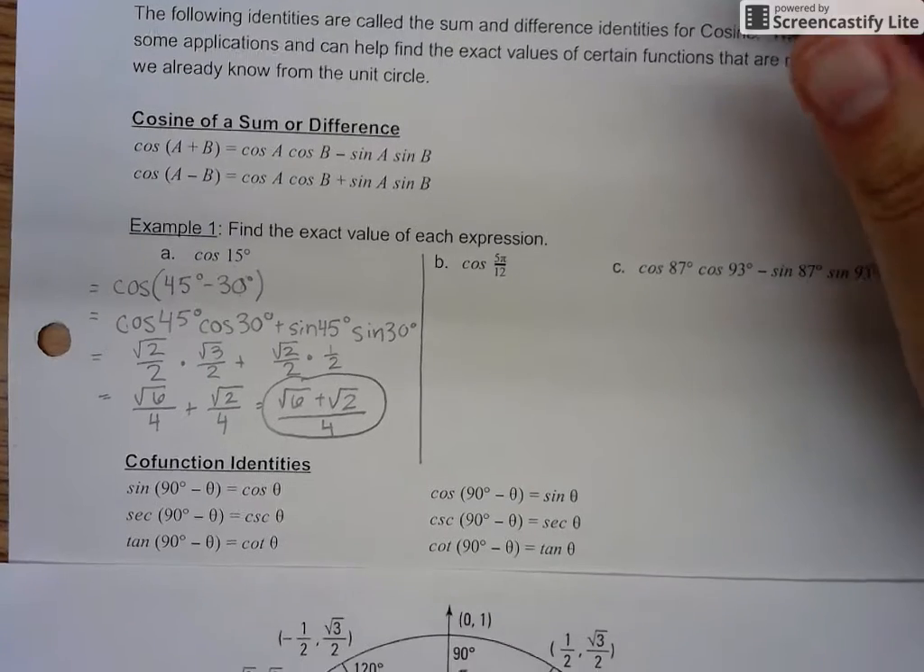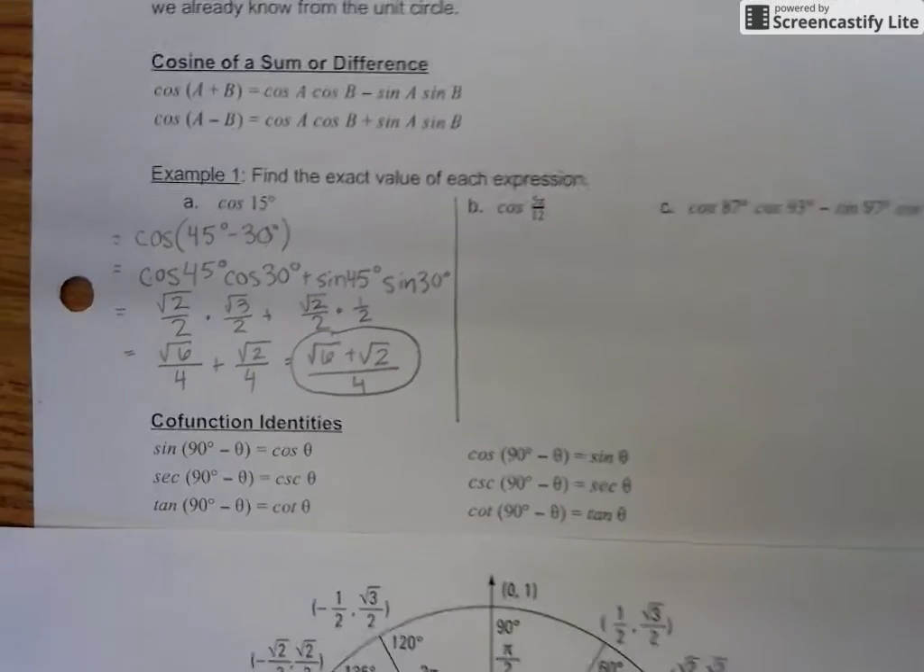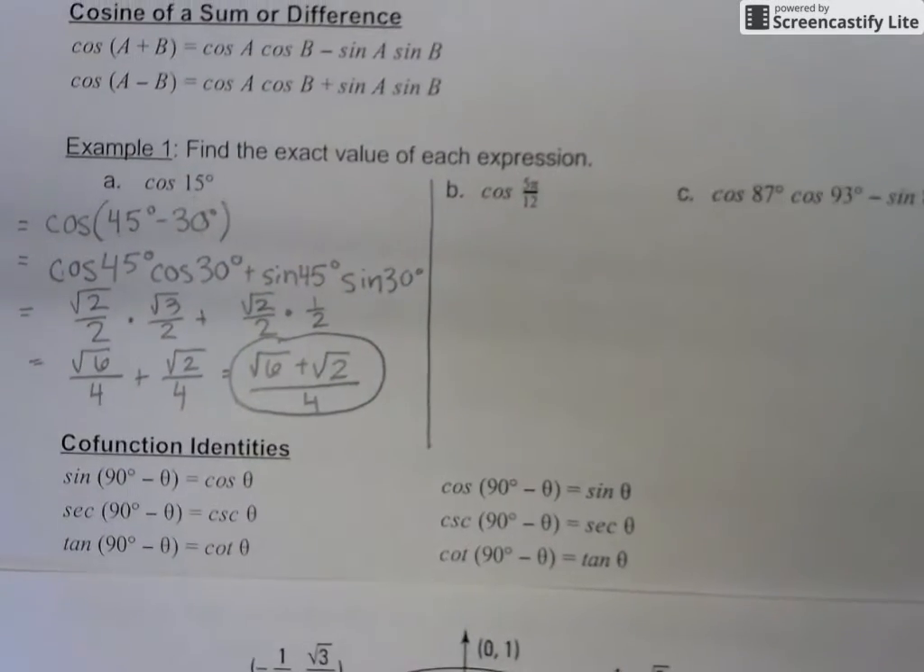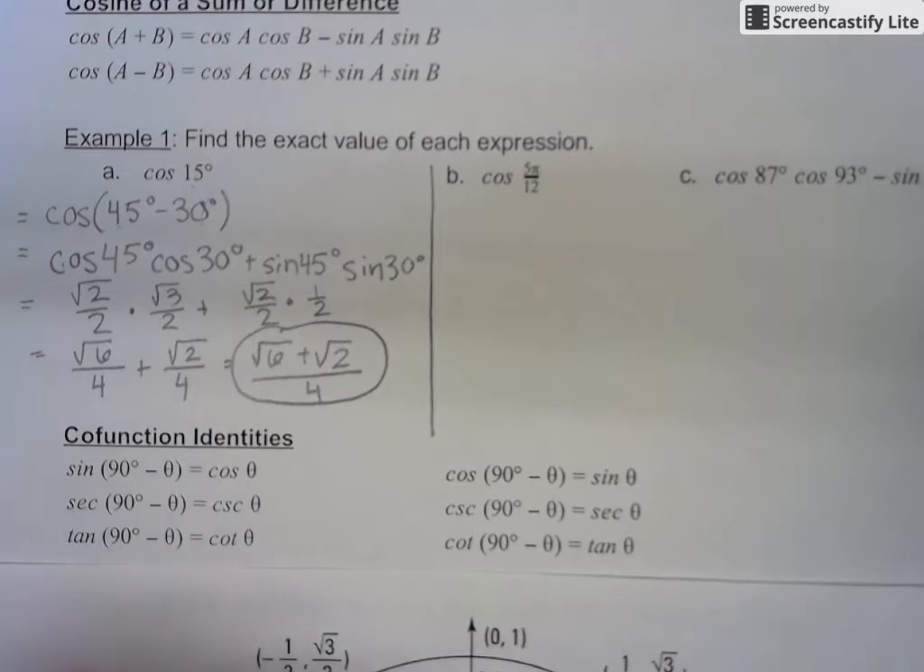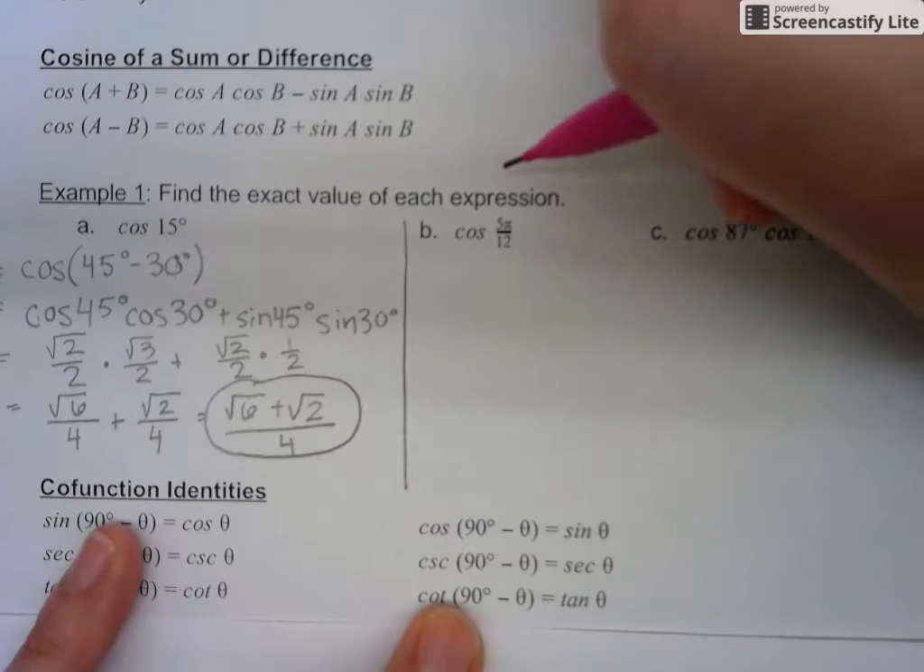All right, so the second example I have here is the cosine of 5 pi over 12. Now this is a little bit more complicated because it's not in degrees, which is what you're more used to. So you have two options here. You could convert it to degrees, which probably most of you will prefer to do. I'm going to go ahead and show you how to do it without converting into degrees.